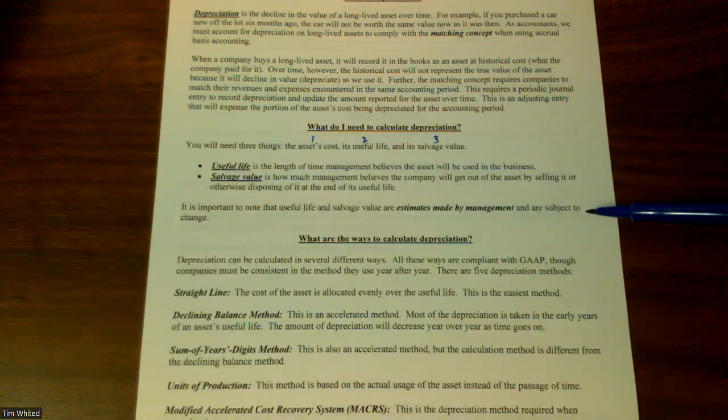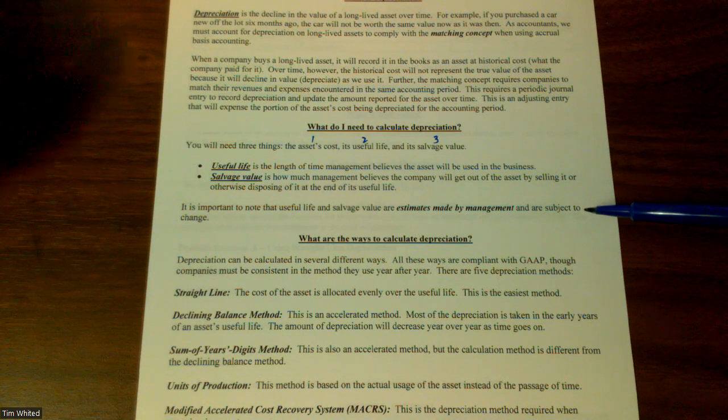And as is the case with many estimates, they're subject to change. So maybe we purchase an asset at the very beginning and we think we're going to use it for 6 years. We get 3 years down the road and the asset is performing very well, and we think, no, we'll be able to get more than 6 years out of this. Maybe we'll get 8 years out of it. So we can always change the estimate of these two things. These are not necessarily set in stone. But the key thing here is they are estimates.